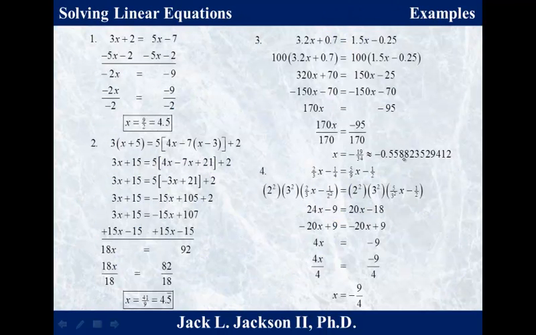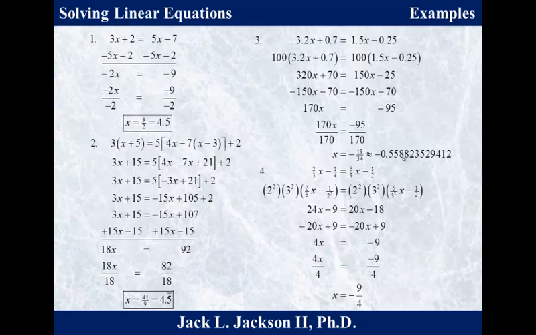So let's do a few examples here. 3x plus 2 equals 5x minus 7. Notice I can do basically these two steps at once. I want to get rid of the variable on the right. I want to get rid of the constant on the left. So I'm going to add negative 5x to both sides and add negative 2 to both sides.